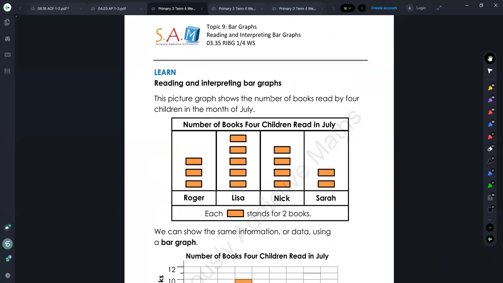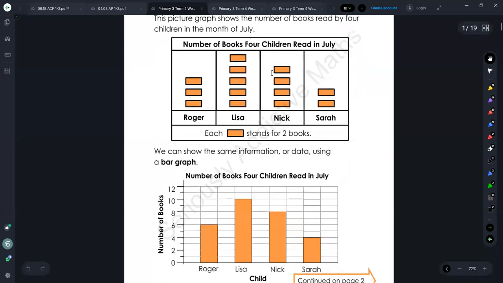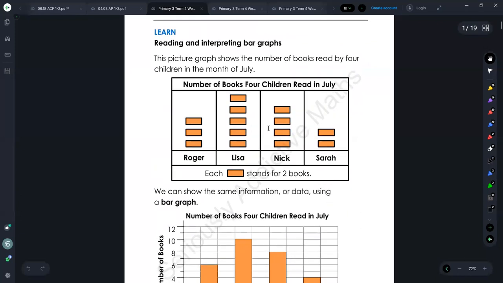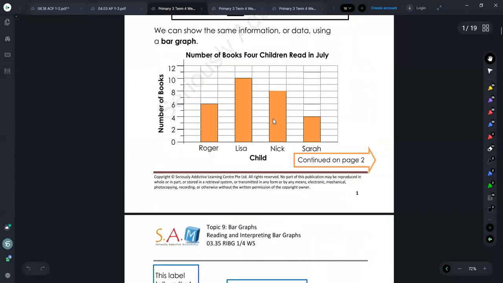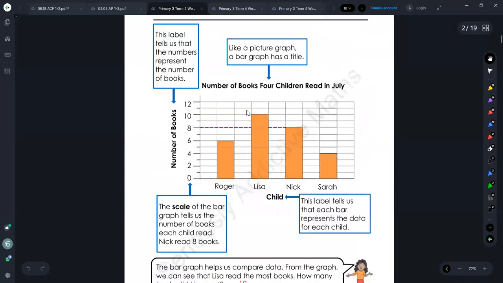So let's start with the key topic. For this one, they are to learn how to read and interpret bar graphs. We start off with a recap of a picture graph that they have done in the past, and then how they can turn it into a bar graph instead. For this question, you've got to show them what these represent. So this is the bar graph. Now the next page is quite good to explain.